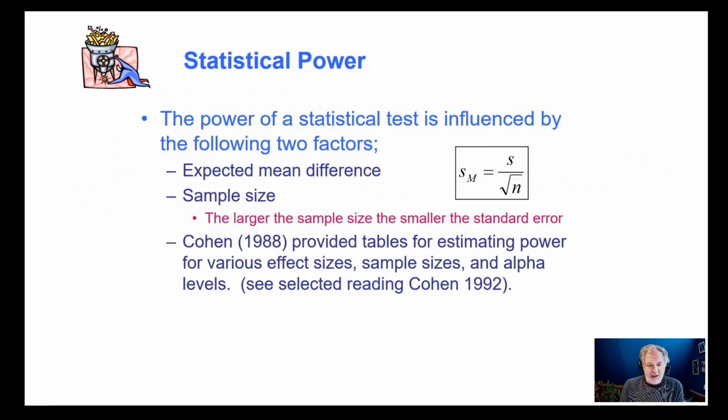What's the driver here? In a nutshell and in a very general form, the standard deviation for your distribution of sample means is equal to your standard deviation over the square root of n, right? And we know that the standard deviation for the distribution of sample means, your standard error, gets smaller and smaller as your sample size gets larger.